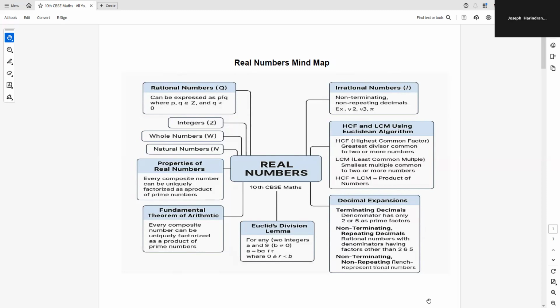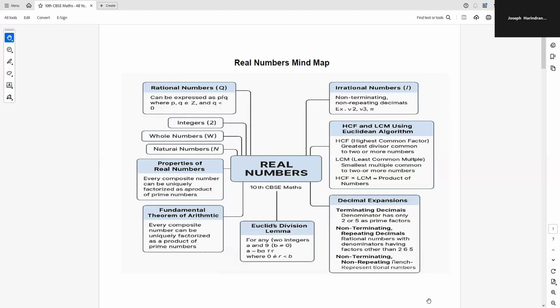We have the properties of real numbers. Every composite number can be uniquely factorized as a product of prime numbers, except for the order in which the prime factors occur. This is known as the fundamental theorem of arithmetic.